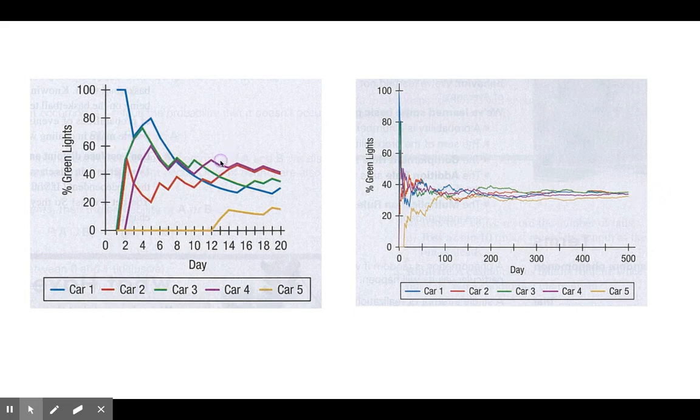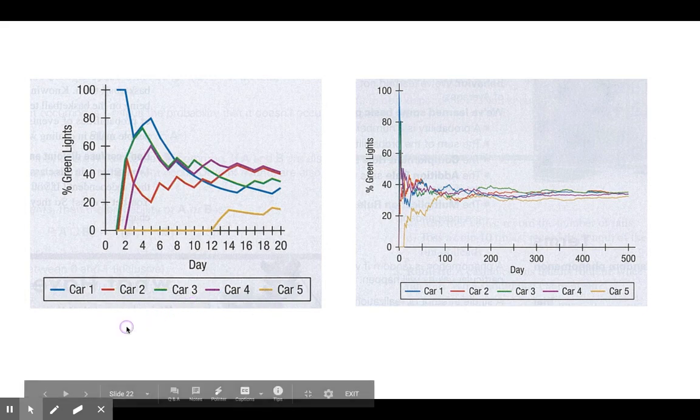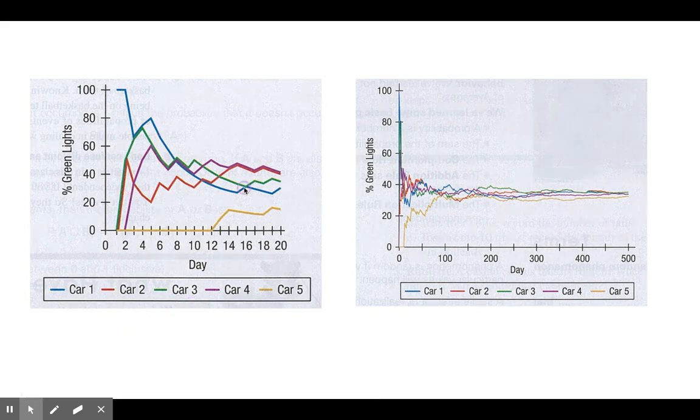So you can see this first graph. This is about whether you got a green light or a yellow light or a red light. Here it says percent green lights. So when you're driving down the road, do you get a green light or do you have to stop at the light? They had 5 different cars doing it. You can see for car 5 in yellow, there were no green lights at first. They hit every single red light along the way, really bad luck.